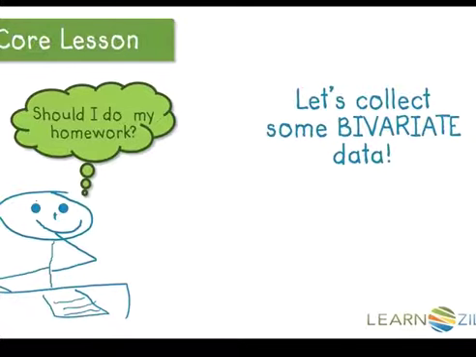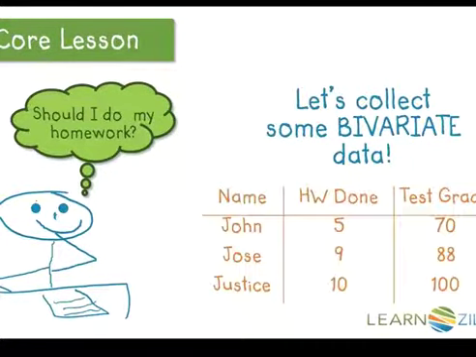For example, if I were going to examine the possible relationship between the number of homework assignments completed out of 10 that were assigned before a test and the grade that the student got on that particular test, each person in the survey or the sample would produce a pair of numbers. One for the number of homework assignments completed and one for the test grade. So let's take a survey.